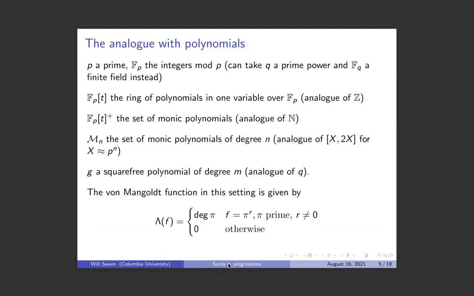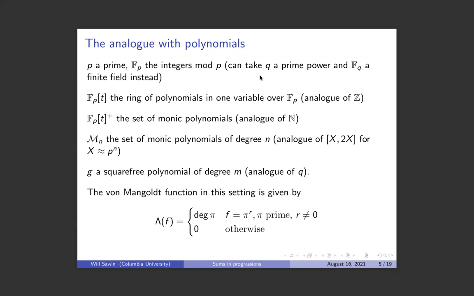So that's all I'm going to talk about in the integer setting. I want to now talk about what we can do for the same question in an analogous situation with polynomials over a finite field. And it turns out we'll be able to do a lot more. So we're going to fix a prime p, and we're going to fix the field F_p, the integers mod p. We could also take F_q, with q a prime power, and then F_q is a finite field of prime power order. But I thought people might find integers mod p simpler.